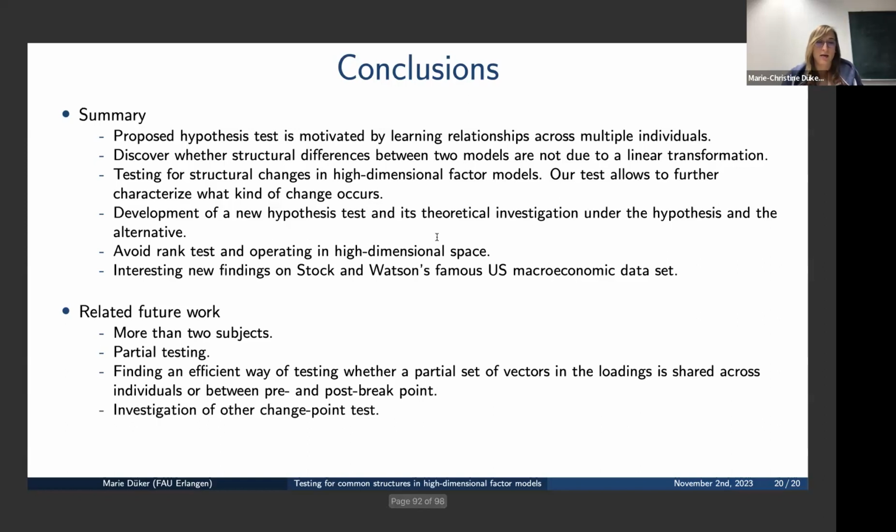And then there's definitely the question of investigating other change point tests, because over the last 10 years since the publication of Han and Inouye, people have been comparing other tests to the Han and Inouye test and definitely found improvements. So it would be possible to use other change point tests and investigate our transformed series based on different change point tests. Yeah, and that's the end of my talk.